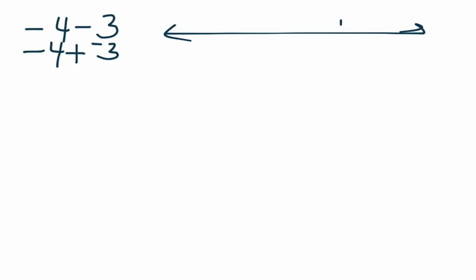So here's my number line. I'm going to go left 4. 1, 2, 3, 4. And then I'm going to go left 3 more. So 1, 2, 3, and that's going to put me down there at negative 7.